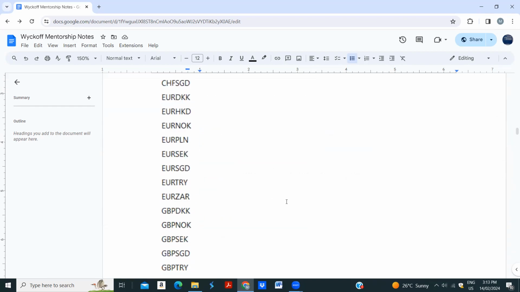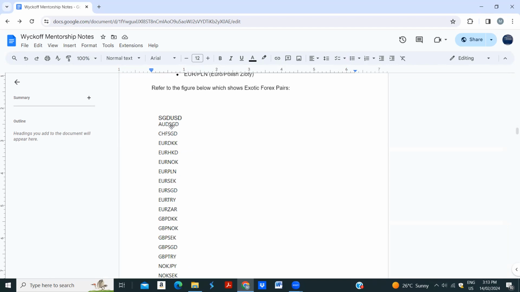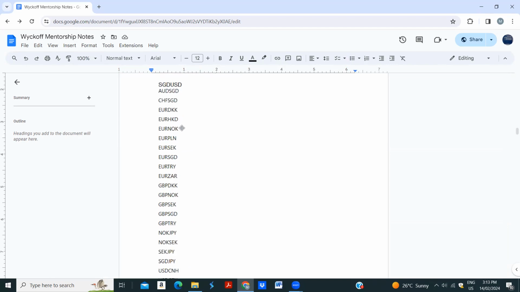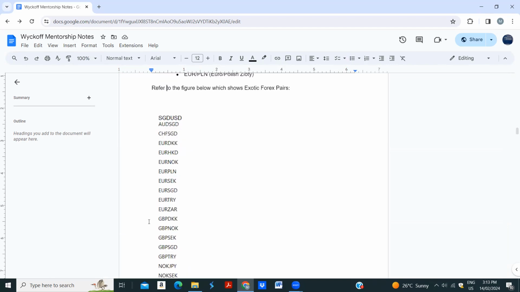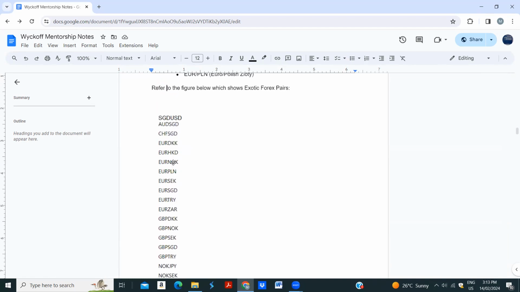Exotic forex pair. So this is the list of the exotic currency pairs. You can see the list. I will zoom out. You can see SGD, USD, Australian dollar, SGD. So this is a complete list here. You don't have to learn this entire list, you just have to get an idea, you have to get the concept. If you understand the concept about exotic, major, and minor forex pairs, then you don't need to learn it. The concept is very simple.